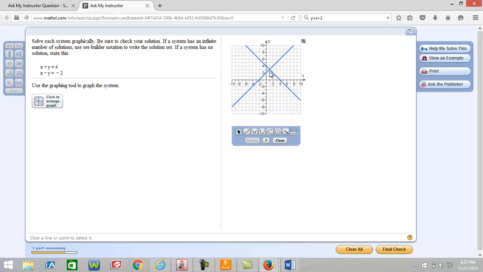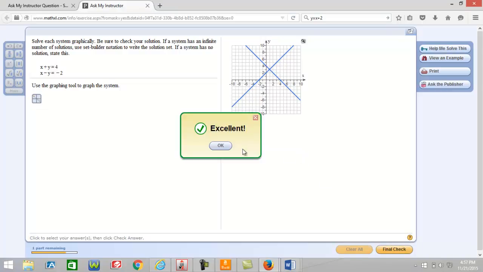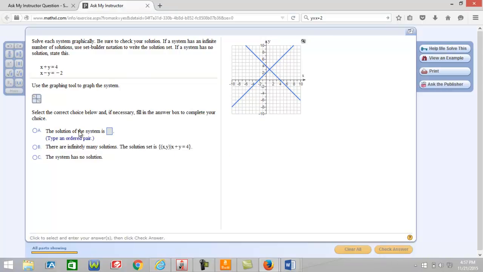So if you look at the graph now, it's intersecting at the point 1, 3. So I'm going to check my answer. We're going to check, and that was correct. That's good. So we do have a solution for the system. When they intersect at one point, there is one solution. So the ordered pair I would select is 1, 3.